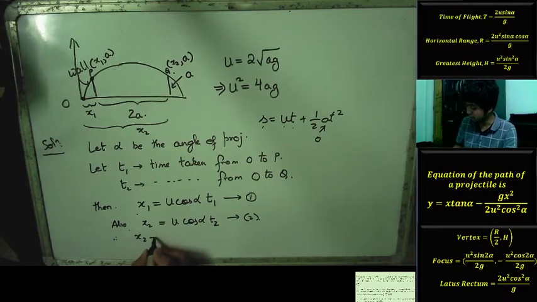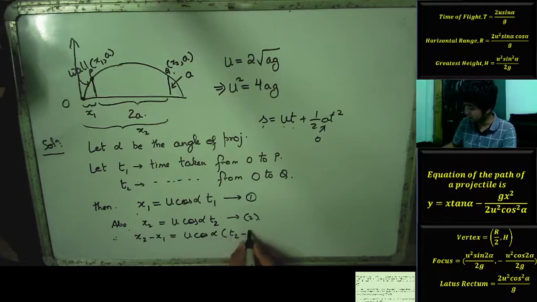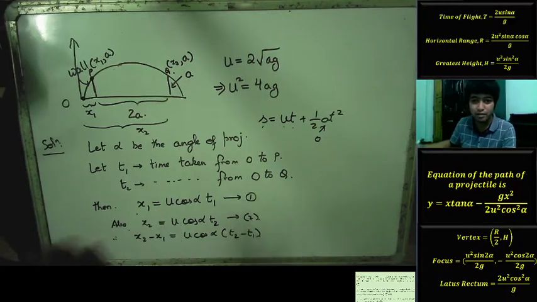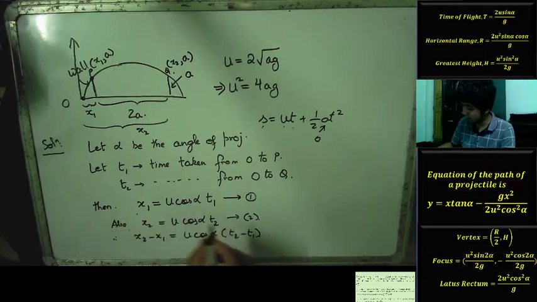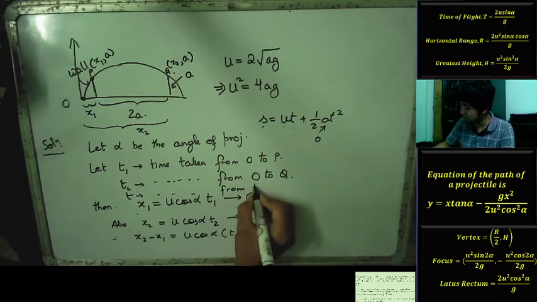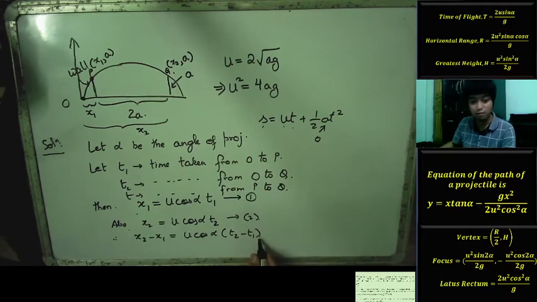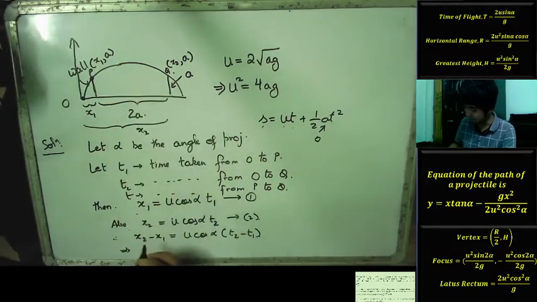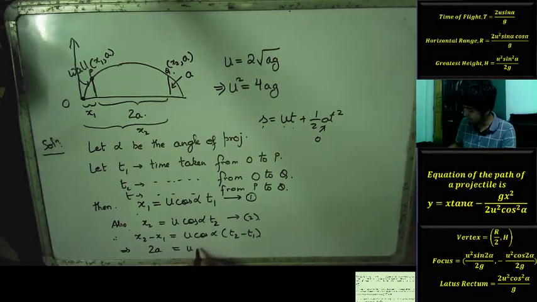Therefore x2 minus x1 equals u cos alpha times (t2 minus t1). If you denote t to be the time taken from P to Q, so t2 minus t1 will be equal to t, and if you take a look at this figure, x2 minus x1 will be 2a, so 2a equals u cos alpha times t. Just keep this one as equation 3.